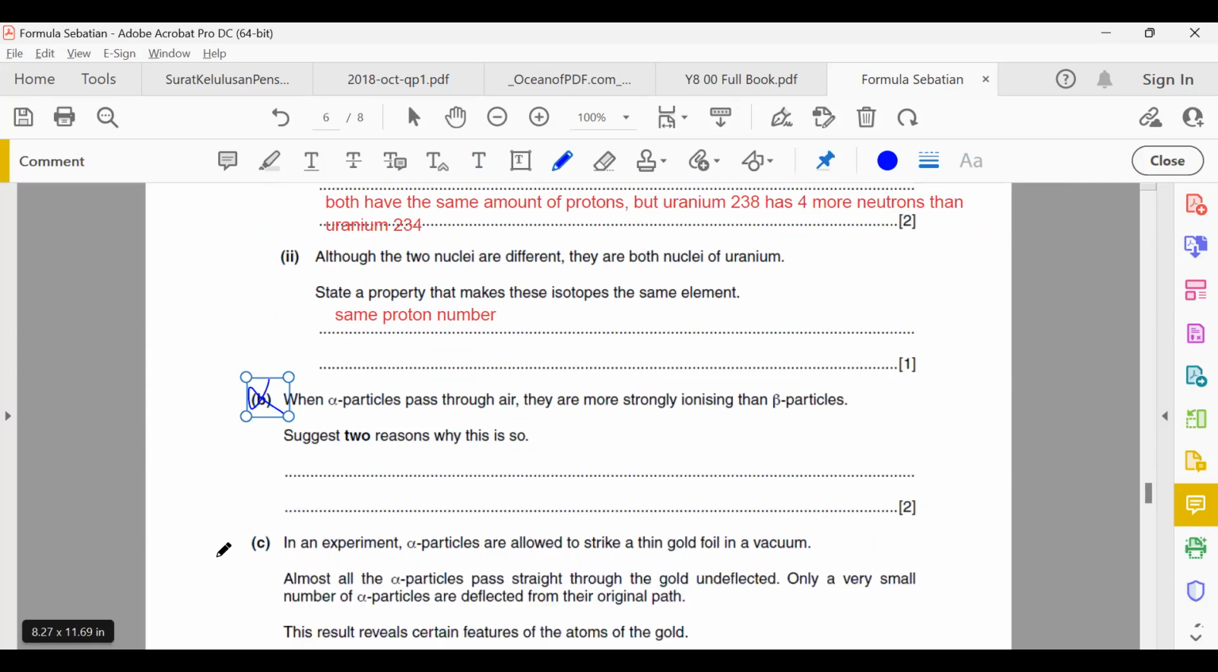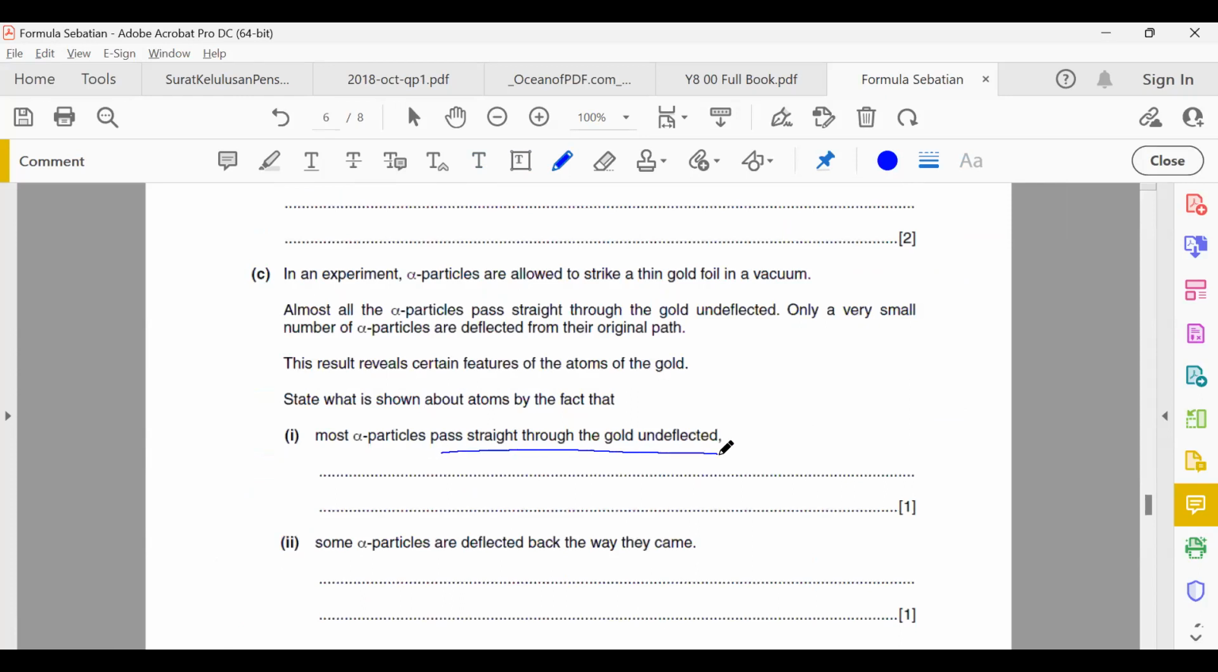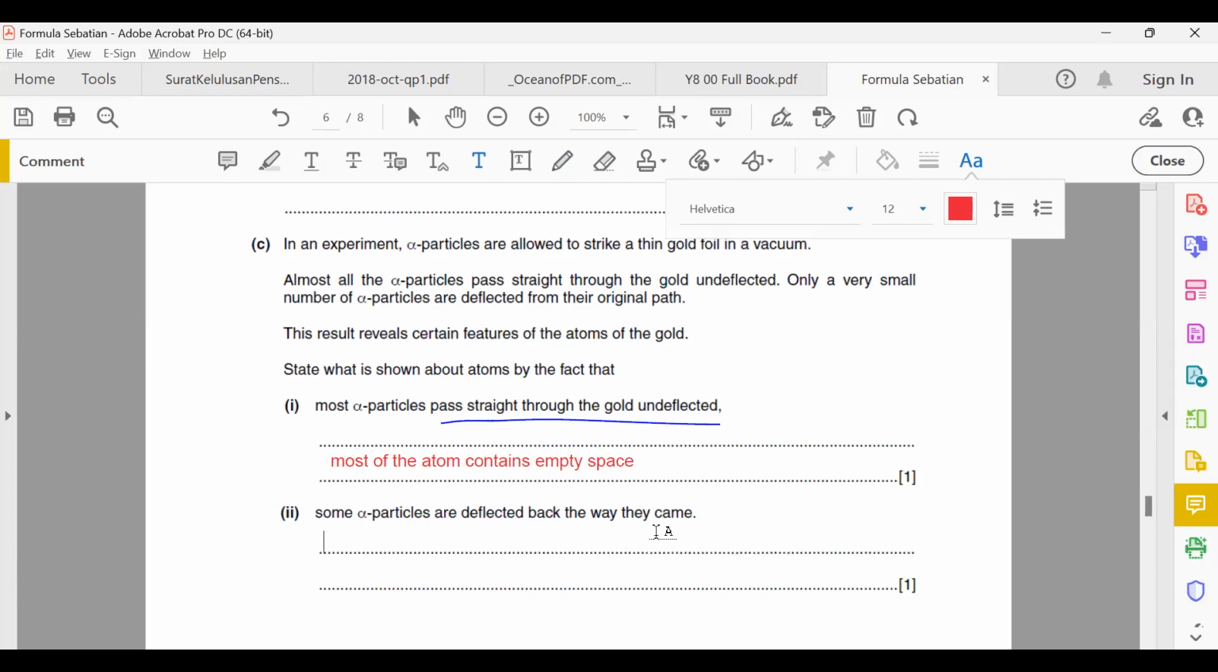Then from here, most alpha particles pass straight through the gold foil undeflected. What does this prove? The atom contains mostly empty space. Some alpha particles are deflected back the way they came from. This shows most of the mass is concentrated in a dense nucleus. Good. Then you get your 2 marks. Easy.